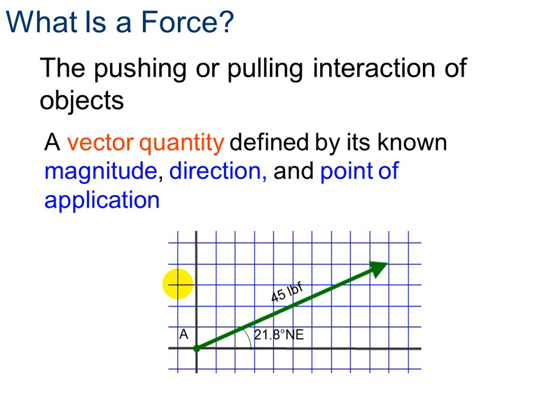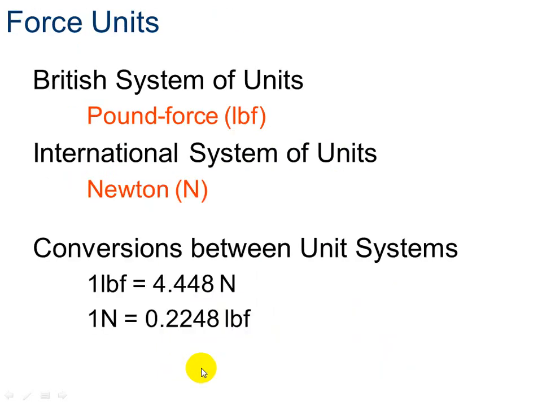So, what is a force? A force is the pushing or pulling interaction of objects. So a vector quantity is known by its magnitude, its direction, and point of application. And we use these vectors right here to help us with identifying a force. We use these vectors to show there's a force acting with some sort of magnitude, and that's the length of the vector. It also acts in a certain direction, and so you see the arrow that shows, and this 21.8 degrees northeast is telling me what direction my vector is acting in. And then the point of application, which in this case is the origin.